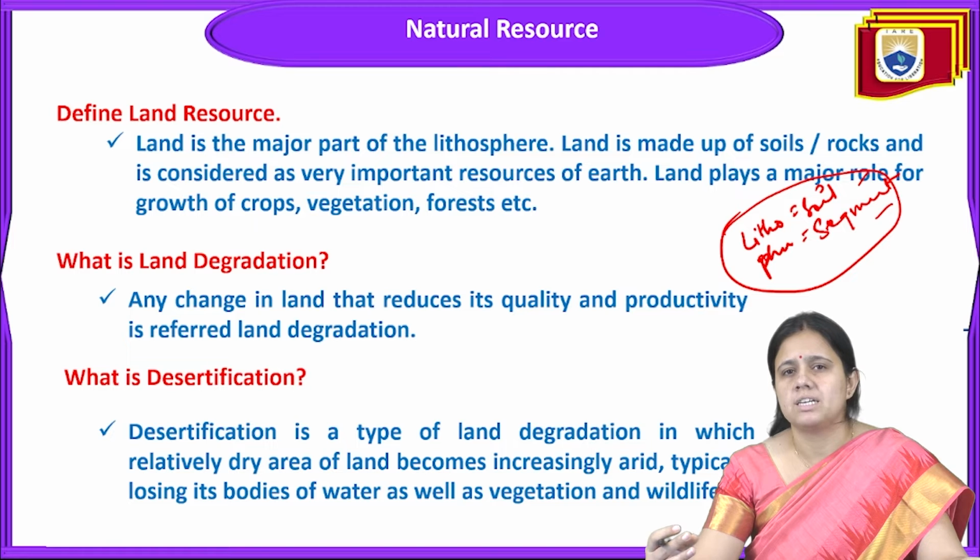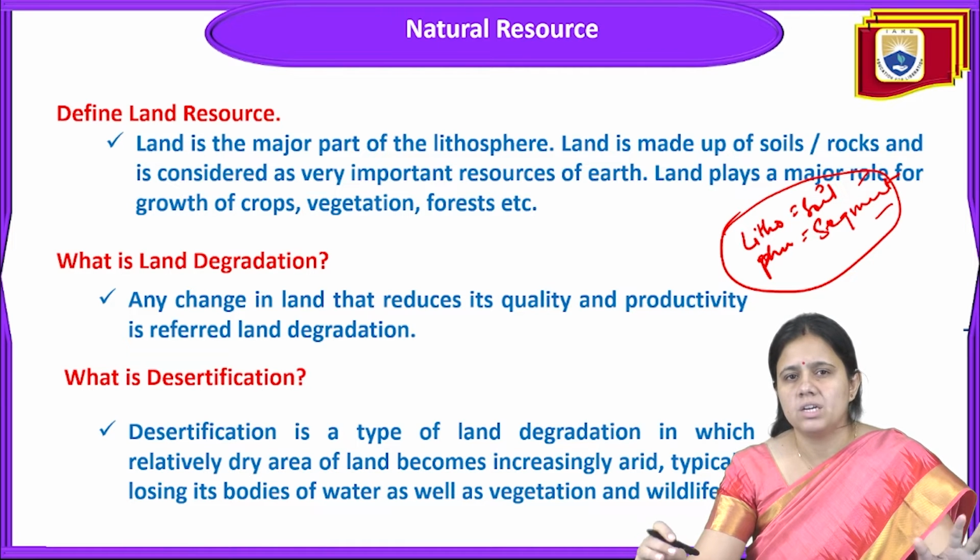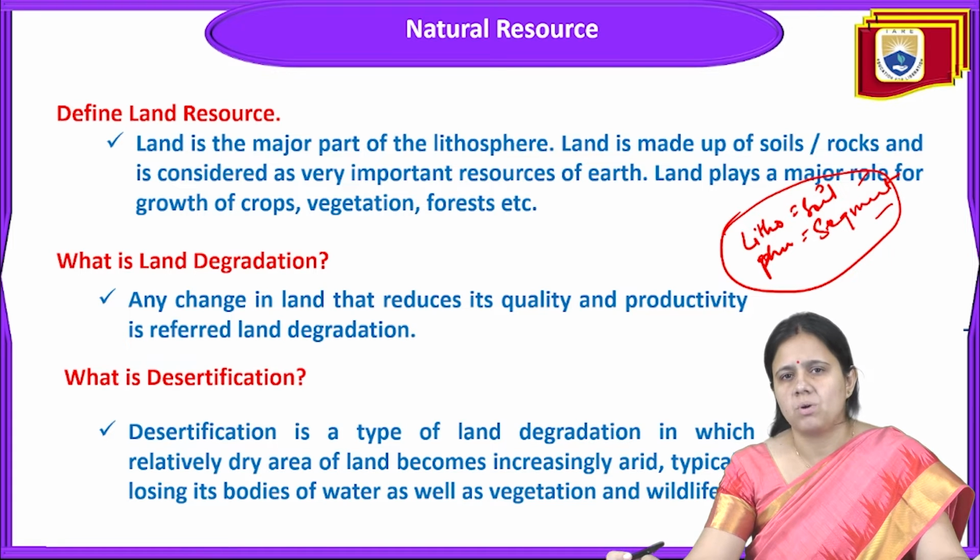Next terminology is about land degradation. As we have already discussed, land is a very important natural resource because every life on this earth is very much associated with land. Organisms survive on the land, and it provides us forests, crops, vegetation, and shelter to many organisms. That is why the land resource is very important.